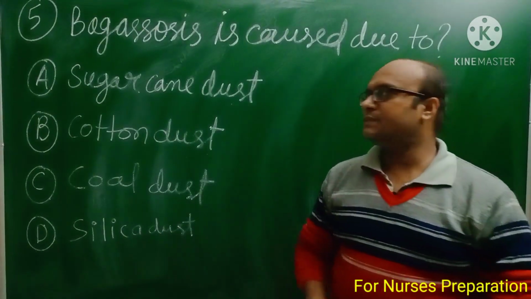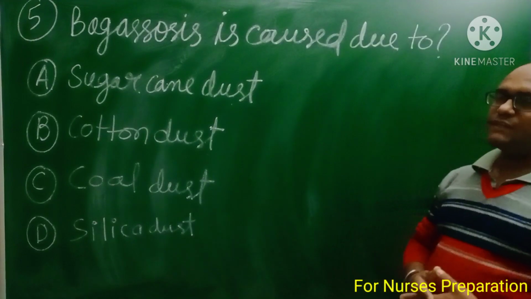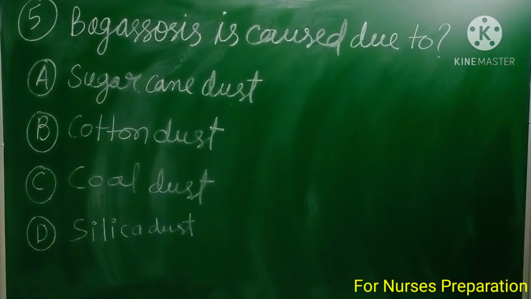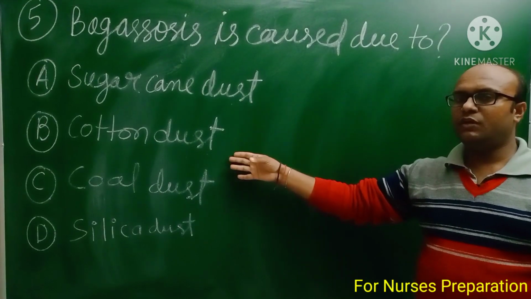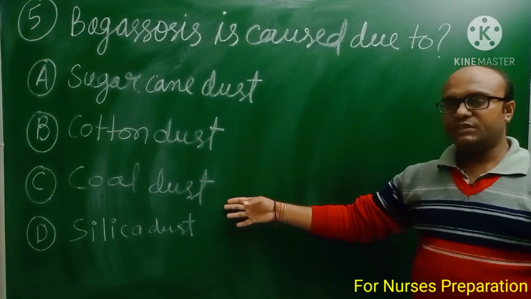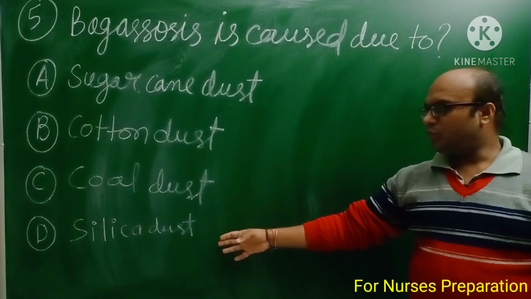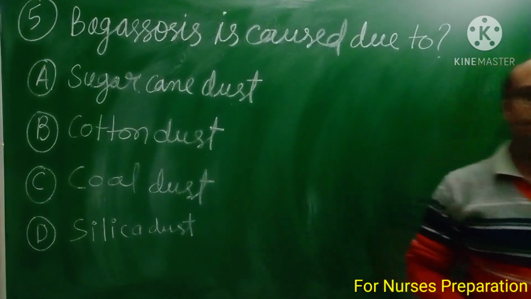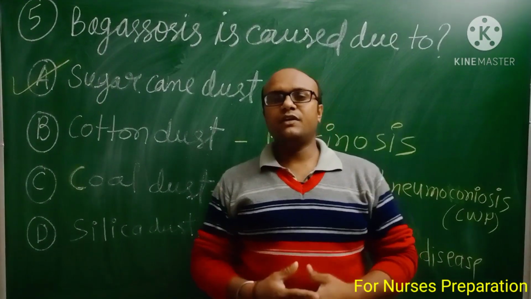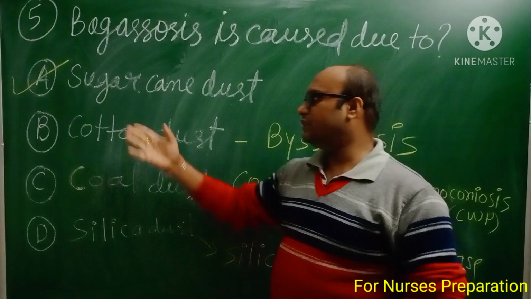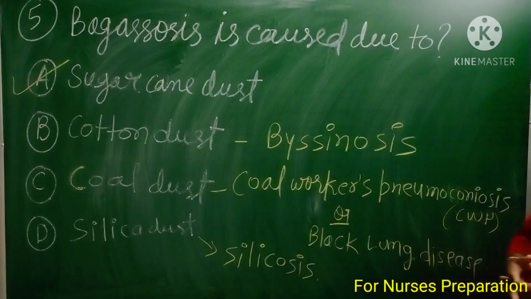Fifth question is bagassosis is caused by the option A sugarcane dust, option B cotton dust, option C coal dust, option D silica dust. The correct answer of this question is option A sugarcane dust. Bagassosis disease can occur due to inhalation of sugarcane dust.